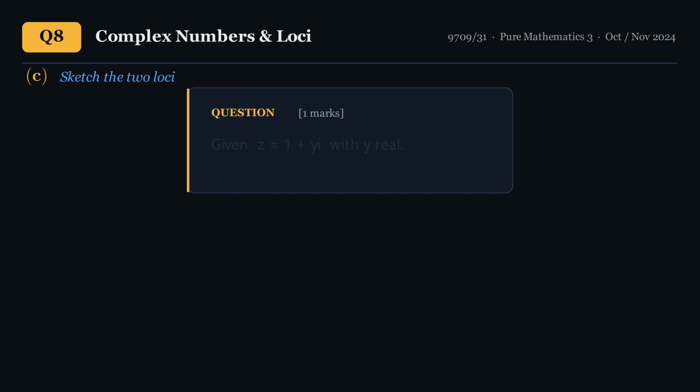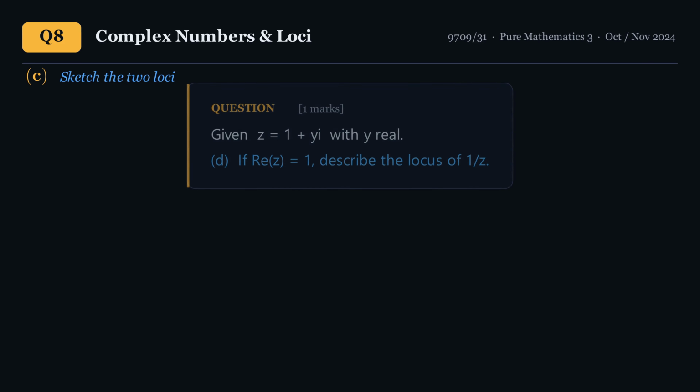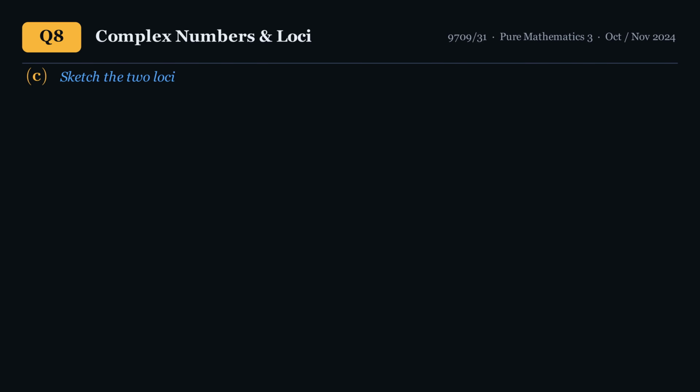Given z equals 1 plus yi, with y real. Part D. If the real part of z equals 1, describe the locus of 1 over z. Now let's work through the solution step by step. Describe the locus of 1 over z. From part B, whenever z has real part 1, 1 over z satisfies a minus a half squared plus b squared equals a quarter.